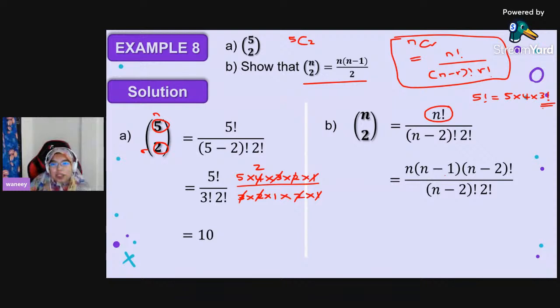So I can actually simplify them to become 5 times 4 times 3 factorial. Or if I want to, I can write down 5 factorial is 5 multiply with 4 factorial.